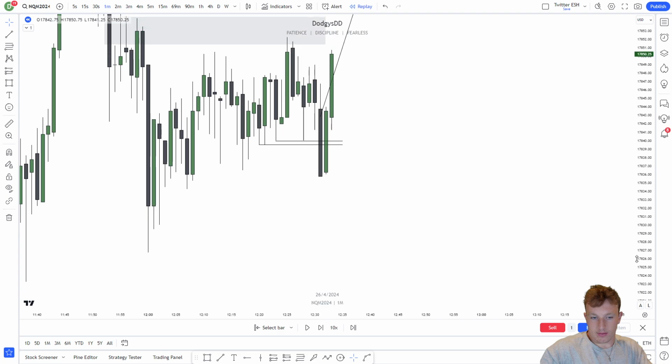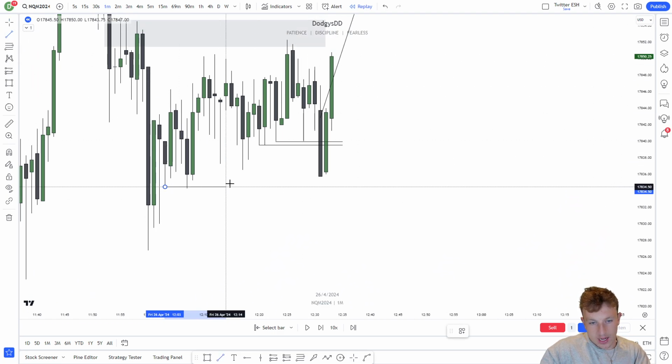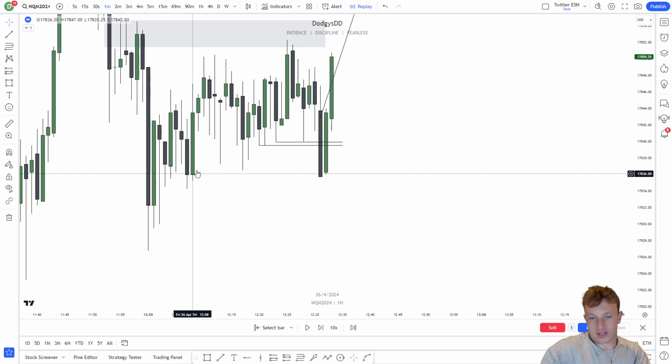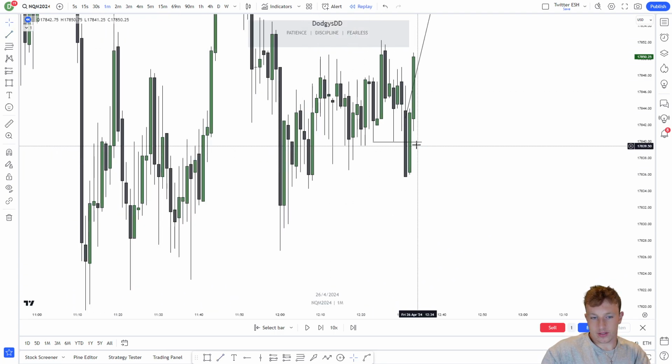And yeah, you can see we never really left any more equal lows or equal highs. I mean, you can see like this got taken out by a tick, so I wouldn't really count these. I mean, this got taken out right here, so nothing really of interest anymore.